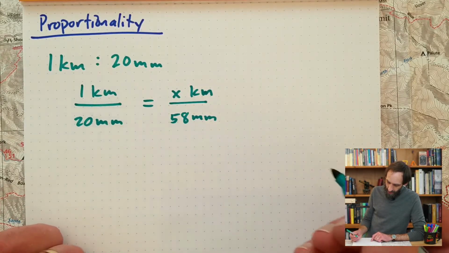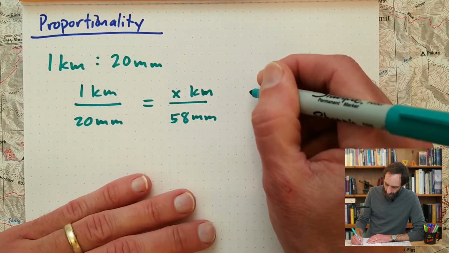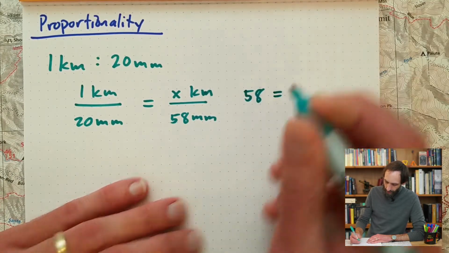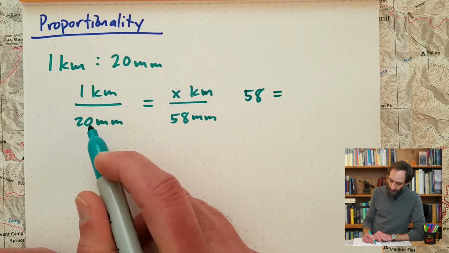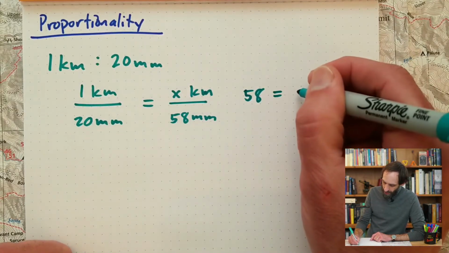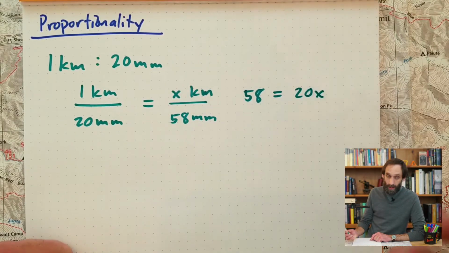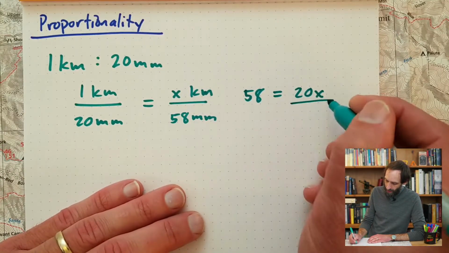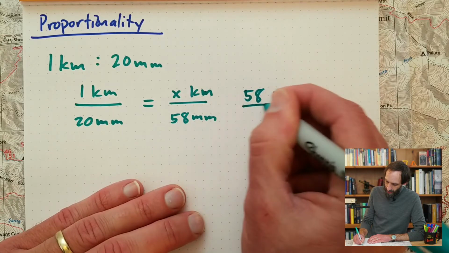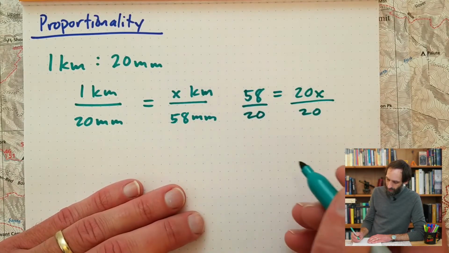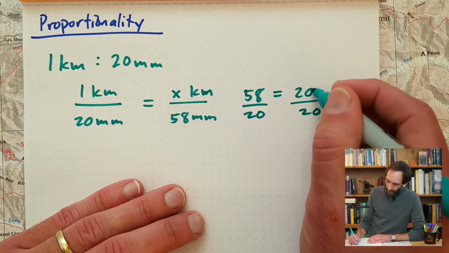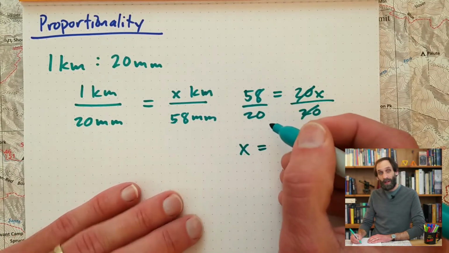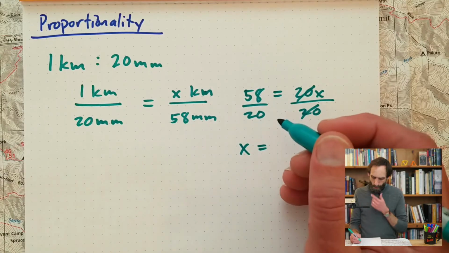So 1 times 58, well, that's just going to be 58, right? So 1 times 58 equals 58. And then I'll cross multiply this way. 20 times x is going to be 20x. Okay, now in order to find the value of x, I need to get it by itself. So let's divide both sides by 20. And these cancel out.